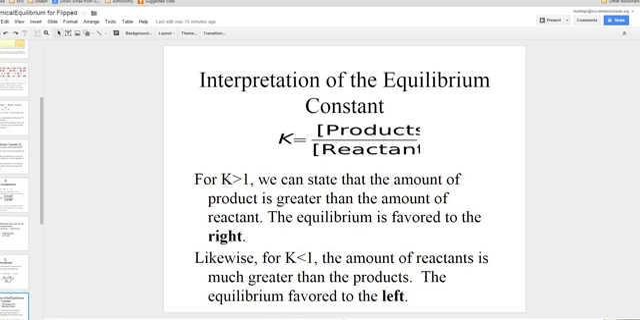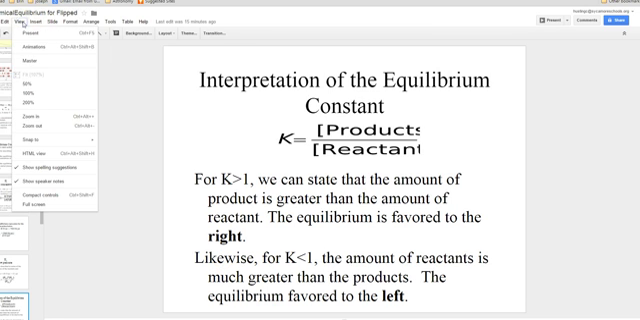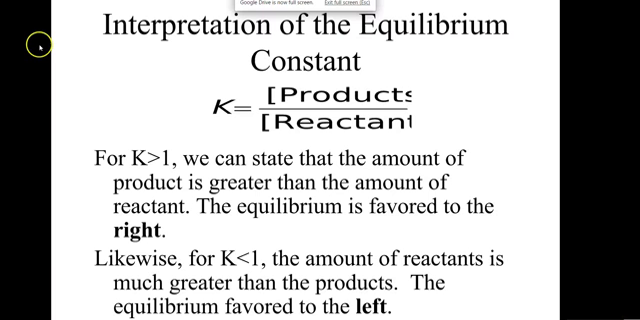But typically what it means is, if K is greater than 1, that means we have a lot more products than reactants. That means the equilibrium is shifted to the side of the products. If K is really small, that means the reactant concentration must be huge and we have very little products. That's going to come out in a lot of places.